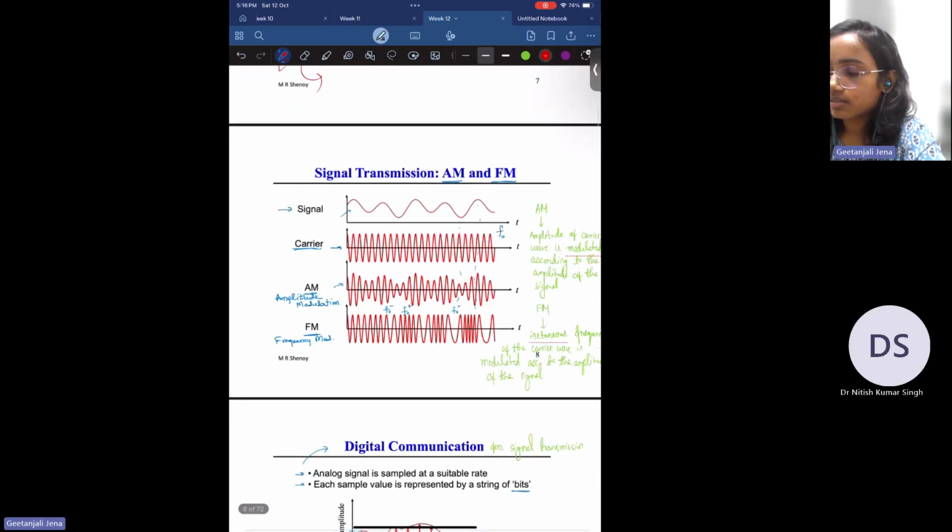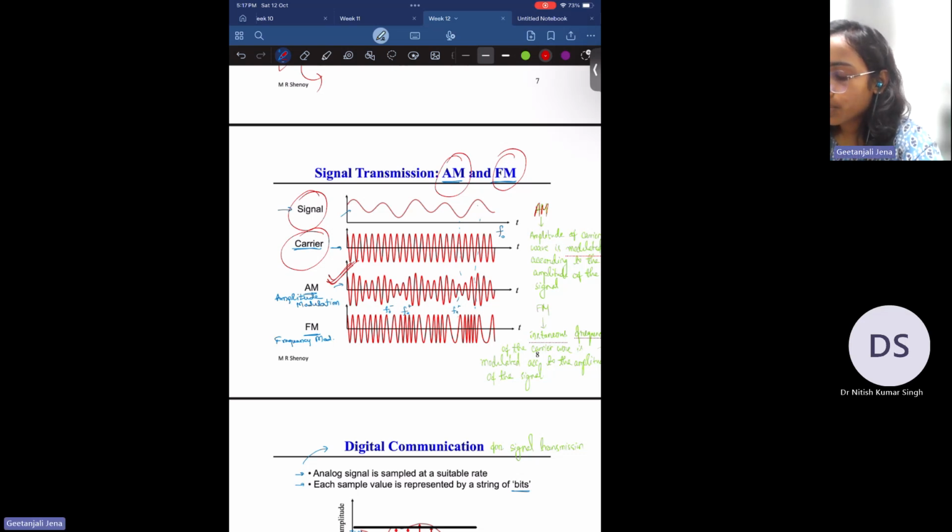And these are the different methods that have been used for signal transmission. One is amplitude modulation, another one is frequency modulation. In this system, we use the signal that we want to transmit, and we use a carrier which is high frequency, with constant amplitude and constant frequency. Using amplitude modulation, we modify the carrier amplitude according to the amplitude of the signal. Whenever the amplitude of the signal is low, the carrier amplitude becomes lower, and whenever it is high, it becomes higher. So you can see this is the amplitude modulated signal.